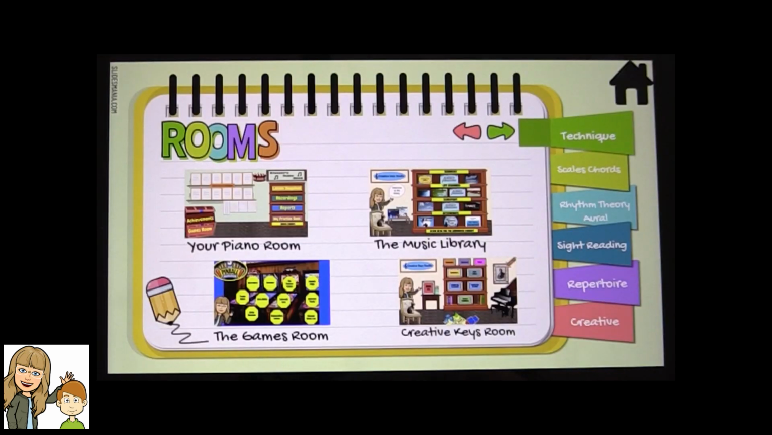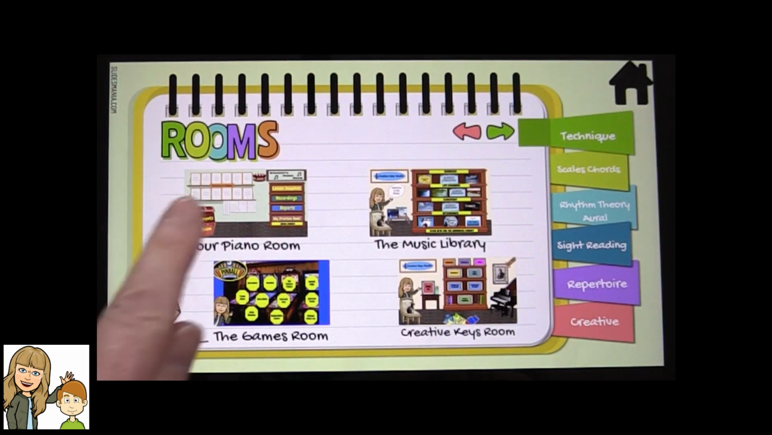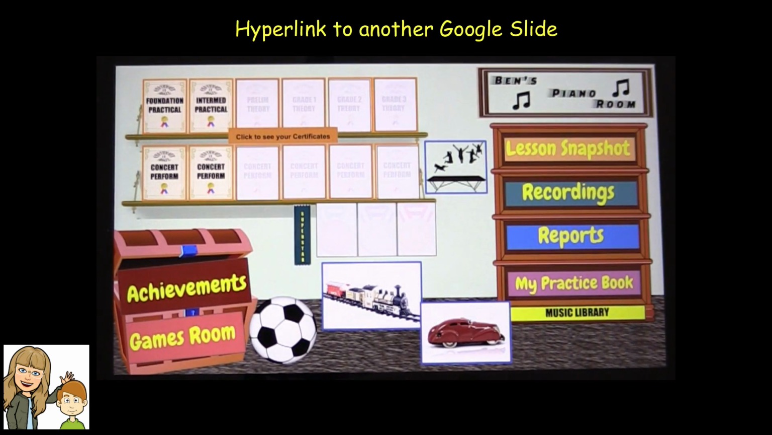Why don't we have a look at some of the rooms? I think we should have a look at your piano room first. And, oh, that's right, you've got your certificates up on the wall. You've got 4 certificates already. That's terrific. And your practice ribbon is up there as well.